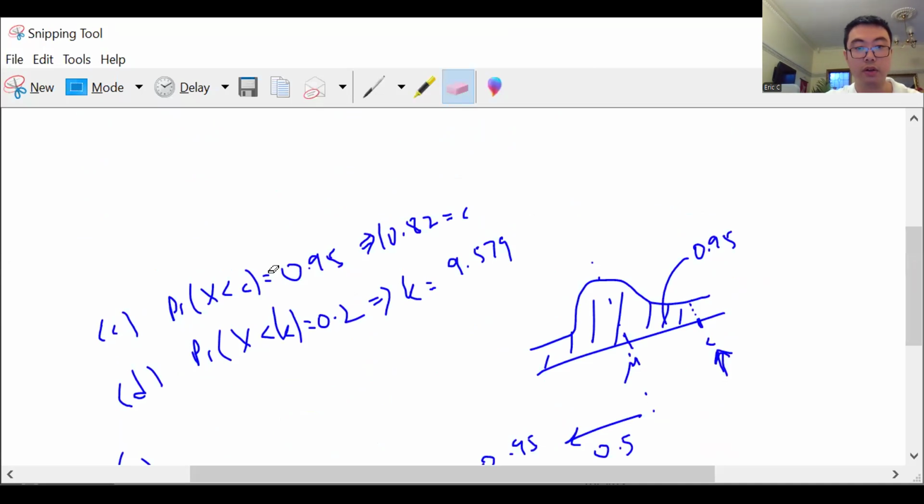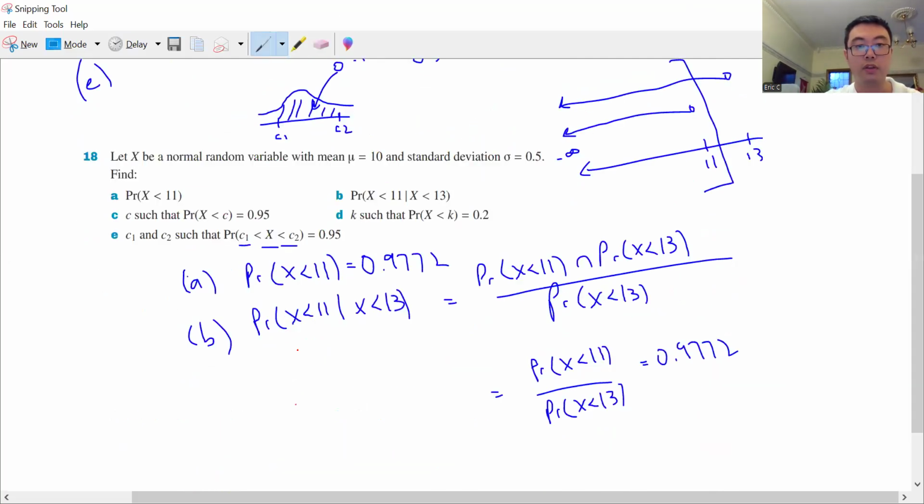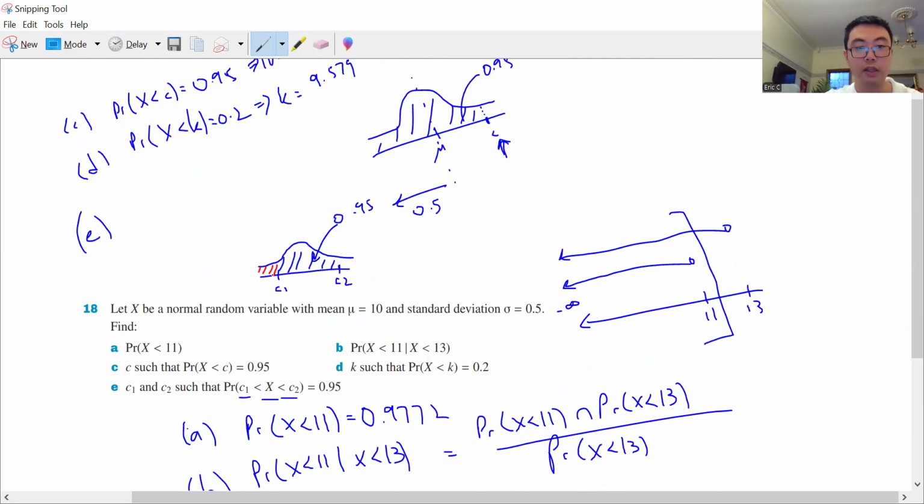So at this point, I use a different color pen here, I use red. Okay, so this one here, when it's less than C1, because this is symmetrical, both the left and the right tail here is going to be half of 0.05, which is 0.025 here, and this is going to be 0.025 here. So to find C1, we use the inverse norm again. So X is less than C1 is equal to 0.025 to find C1.